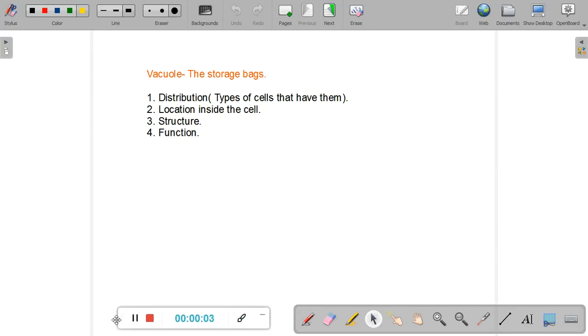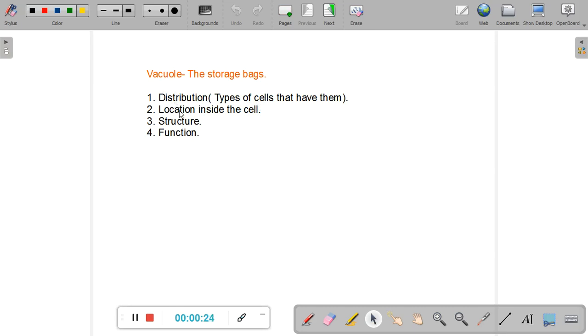Hello. In this session we will study about vacuoles. We'll try to understand what are vacuoles, where are they distributed. When I say distribution, I mean to say what type of cells have them and what type of cells do not have them. This is the meaning of the word distribution of vacuoles.